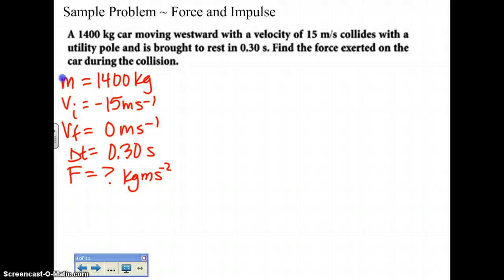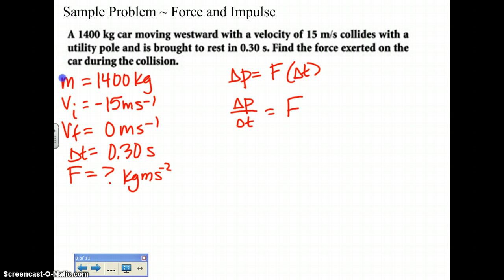You can't just start wherever you choose, right? You've got to start with the original equation. And on this problem, it's dealing with force and impulse. So the original equation is delta P equals F times delta T. Now force is what you're trying to solve for. So delta P over delta T equals F. Agreed? Okay, so since you have that, then what you want to look at is your delta P.